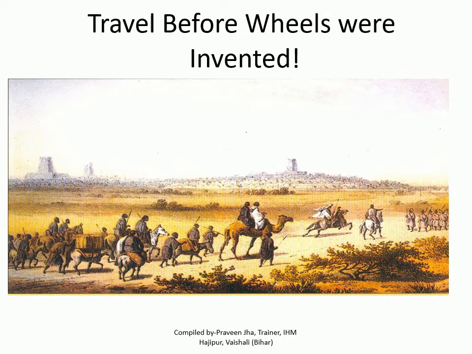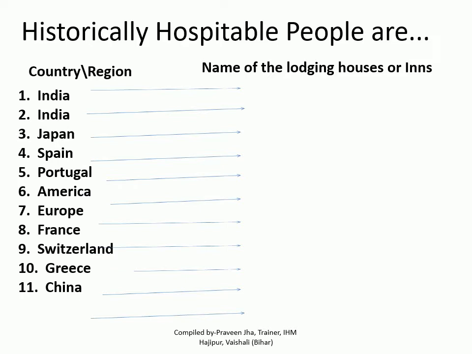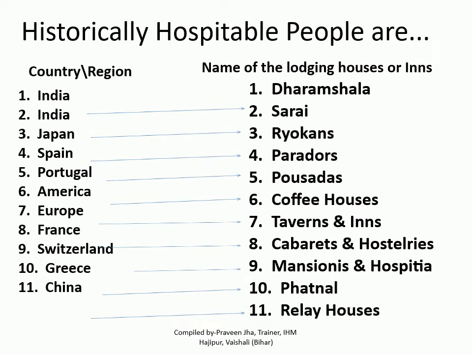Travel before wheels were invented. Historically hospitable people are India, Japan, Spain, Portugal, America, Europe, France, Switzerland, Greece, China. Dharamshala, Sarai, Ryokans, Paradors, Posadas, coffee houses, taverns and inns, cabarets and hostelries, mansiones and hospitia, fatinal, relay houses.